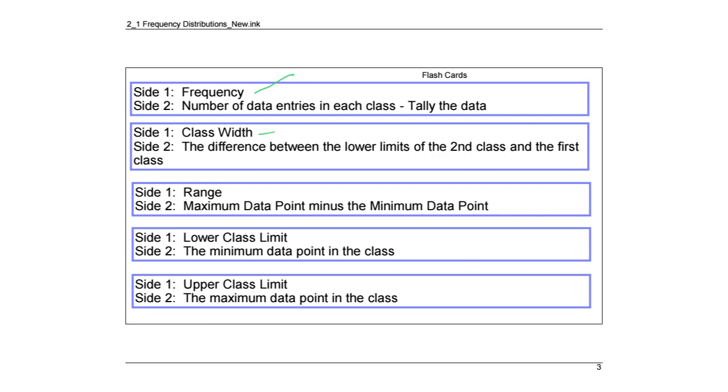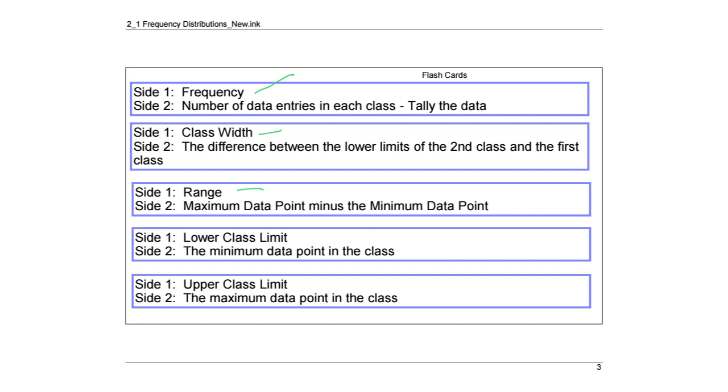Then we have class width. That is the difference between the lower limits of the second class and the first class. So you look at the first 2 intervals, or the first 2 classes, you look at the lower limits, and you subtract those 2. Then we have the range. For the range, we have to actually see the raw data. And so we grab the largest number and the smallest number and subtract them, and that's going to give us the range. The lower class limit is the smallest number within the class.